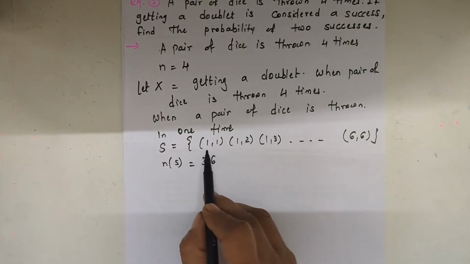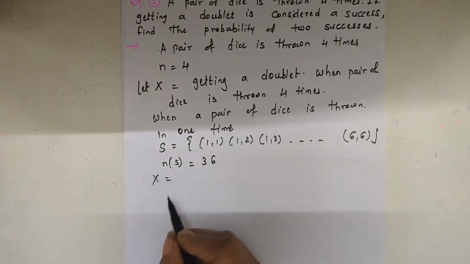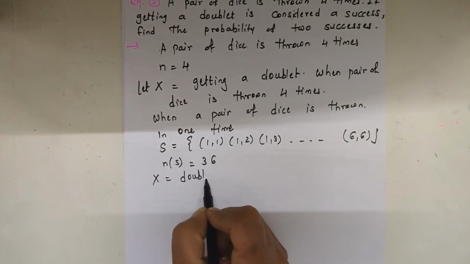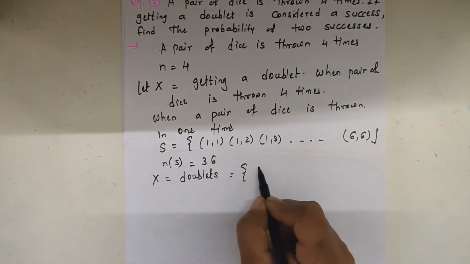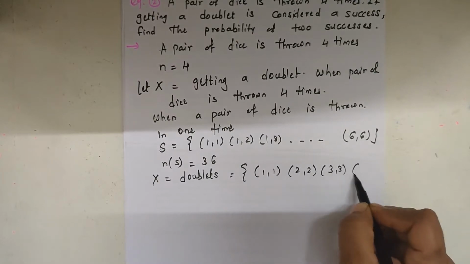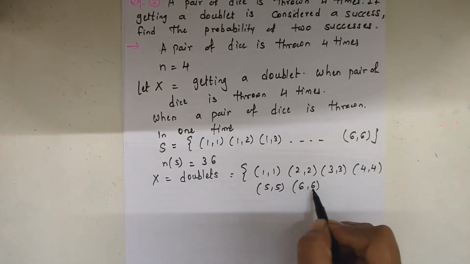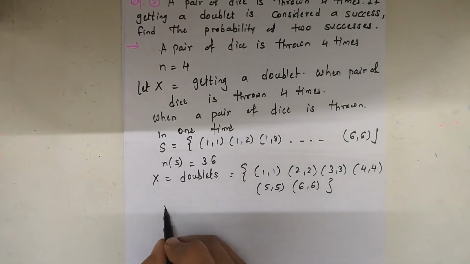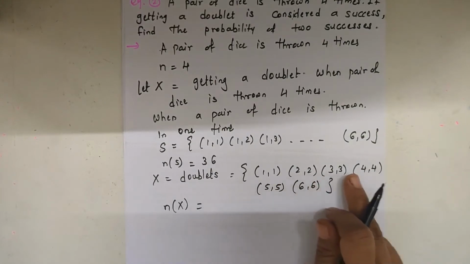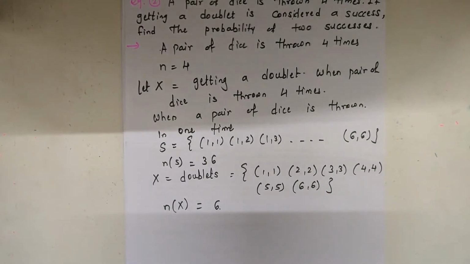So such numbers are 1 1, 2 2, 3 3, 4 4, 5 5 and 6 6. So the total number of doublets, n of x, is 1, 2, 3, 4, 5 and 6. So the number of doublets when a pair of dice is thrown one time is n of x equal to 6.